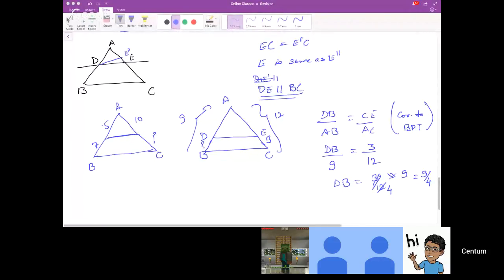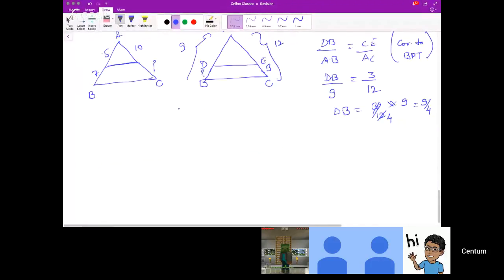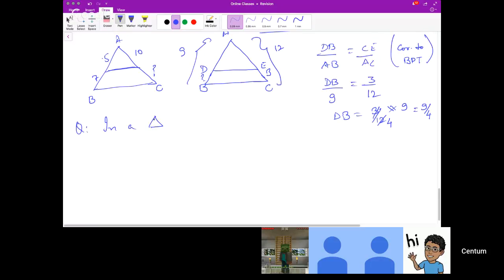So let me give you another problem on BPT. We will not spend much time making you do it. I'll quickly solve the questions so that you remember the do's and don'ts of solving problems of BPT. Now the question goes like this: in a triangle ABC, D and E are two points on AB such that AD is equal to BE.